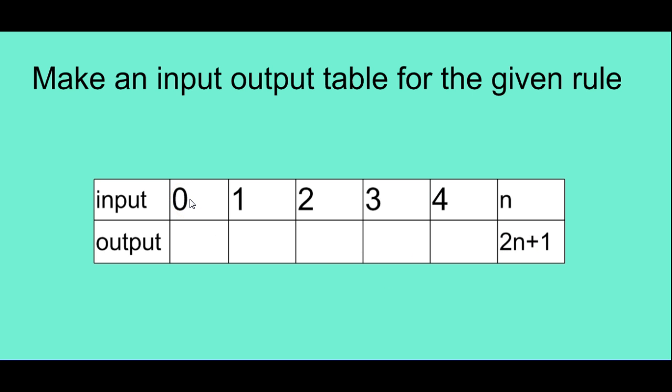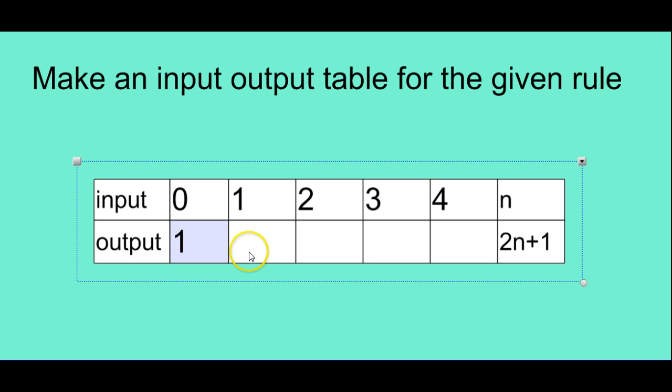For example, our first input is 0. We're going to take what's in the top row, plug it in to get our bottom row. If we take 2 times 0, you get 0, plus 1 is 1. Our second output is found by plugging 1 in for n. 1 times 2 is 2, plus 1 is 3.